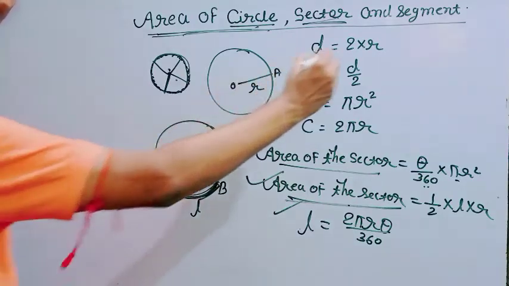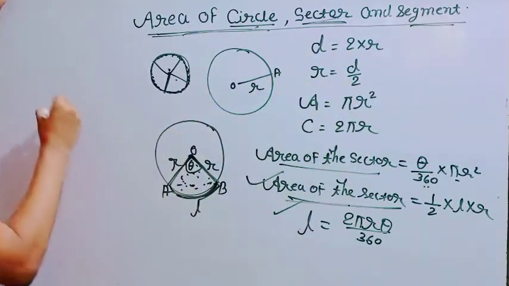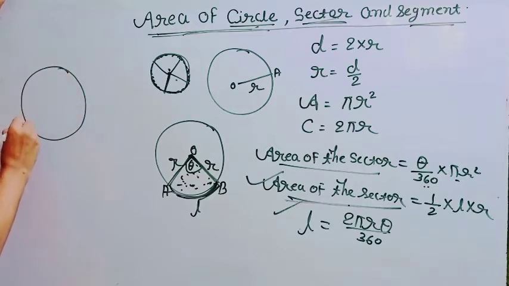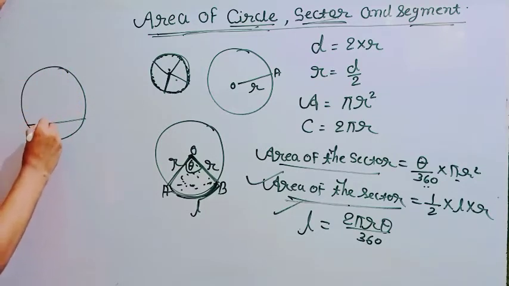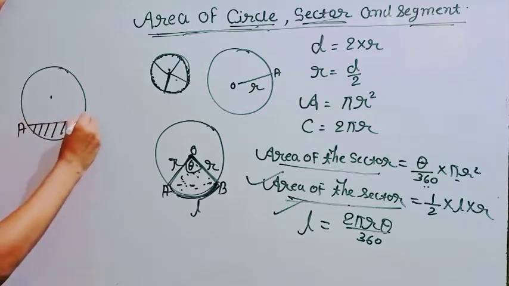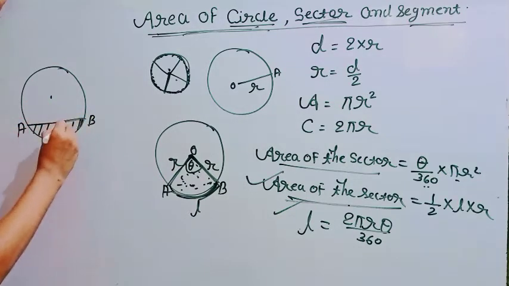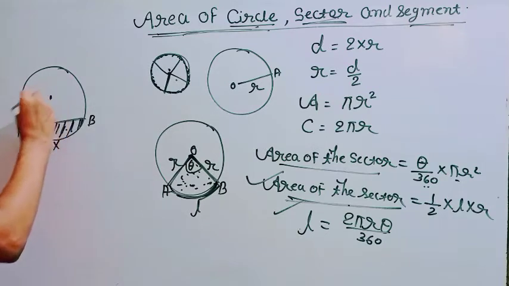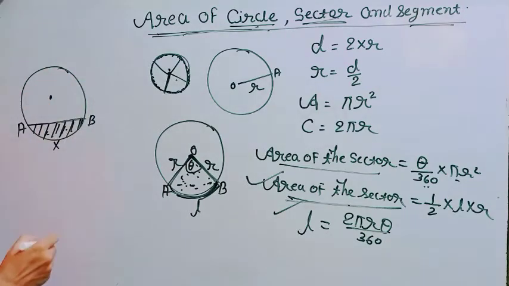Now, last step, that is segment. A chord divides the circle into 2 parts, and each part is known as a segment. Suppose it is a circle and AB is the chord, then this part AXB is known as the minor segment, and the remaining part is called the major segment.